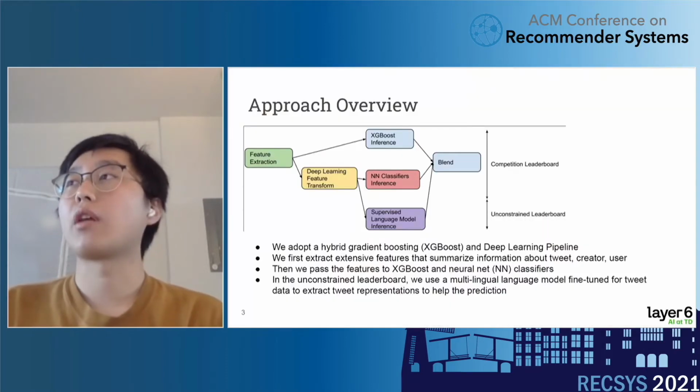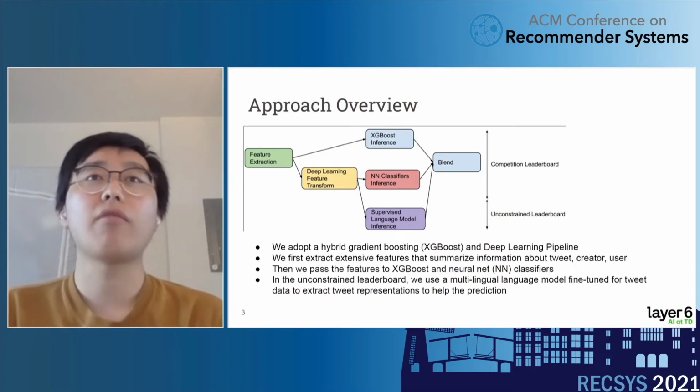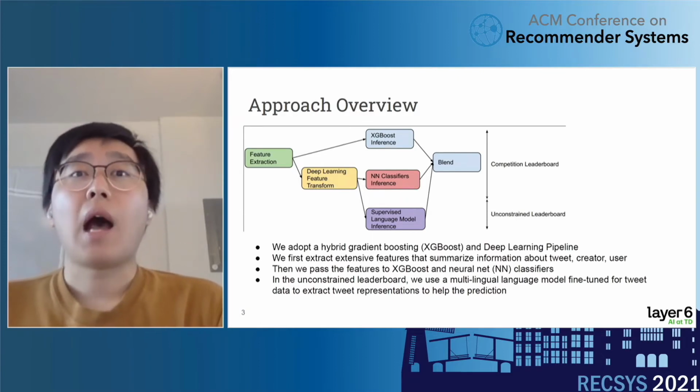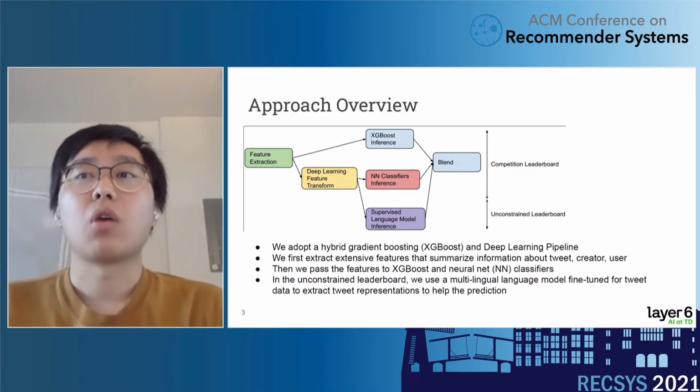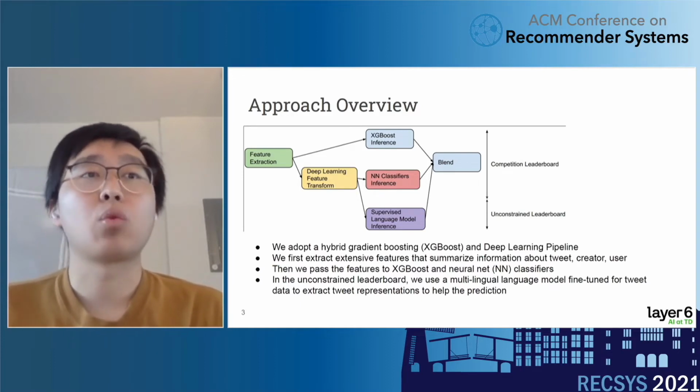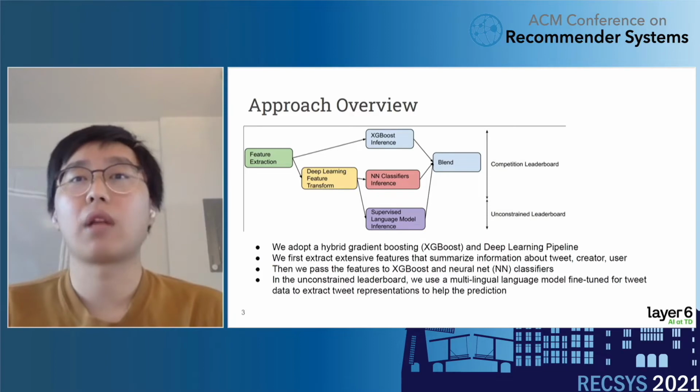So first, I will give an overview of our approach. You can see in this graph an overview of our approach. In this competition, we adopt a hybrid gradient boosting and deep learning pipeline for the final solution. We first extract extensive features that summarize information about the tweet, creator, and the user. These features are then passed to XGBoost and neural network classifiers.